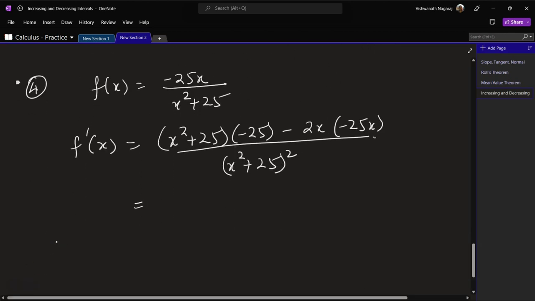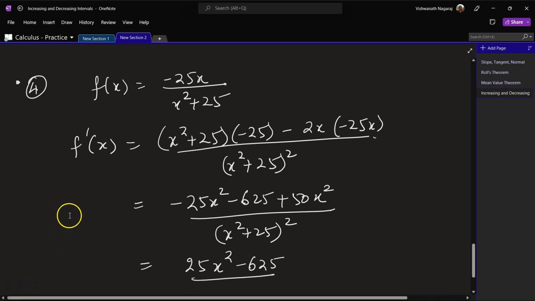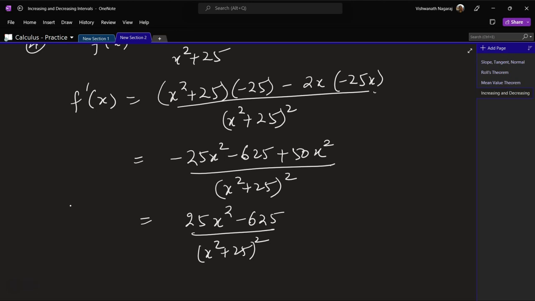Okay, let's simplify this. We get minus 25x² minus 625 plus 50x divided by (x² plus 25)², which gives us 25x² minus 625 divided by (x² plus 25)². This is the derivative part. I evaluated it separately. I didn't equate it to 0, because then when we try to figure out the ascending or descending, we need to do substitutions in the derivative, and that can create a problem.